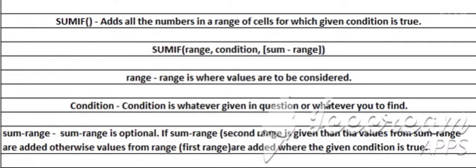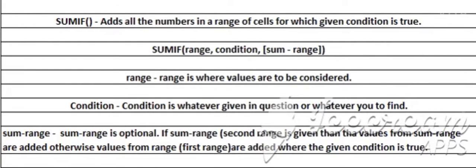SUMIF formula. In SUMIF, first we take the range, from where we'll consider the values, then the condition, and then the sum range. Sum range is optional. Range is the first range and sum range is the second range. Range is where values are to be considered, from where we'll consider the values. Condition is whatever is given in the question or whatever you want to find out. That will be the condition. After range, the condition comes, and then the sum range.